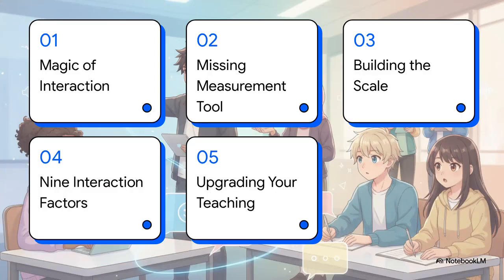Okay, let's dive into this roadmap for today. First, we'll look at the magic of interaction. Second, the missing measurement tool. Third, building the teacher scale. Fourth, the 9 interaction factors. And finally, upgrading your teaching.